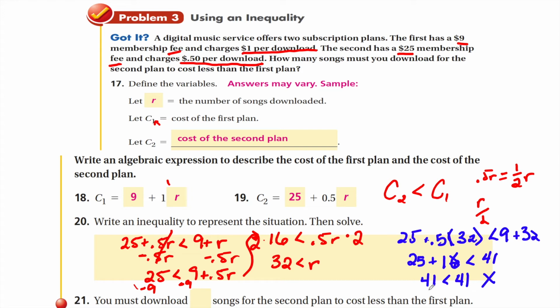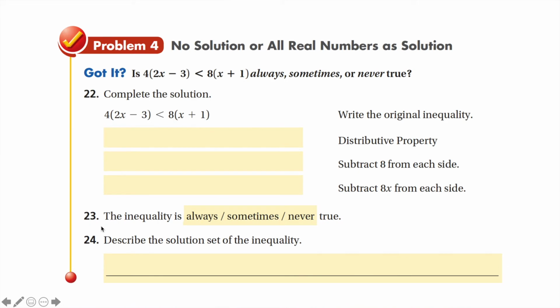So for me, I'm going to say in order for C sub 2 to be actually less than C sub 1, I'm going to have to download one more song than the 32 that we're given, because 32 gets it so that they're equal. That one more song will put us over the top, which is going to be a total of 33 songs. Now we have to determine whether or not this statement, this inequality, is always, sometimes, or never true. Well, let's complete the solution.